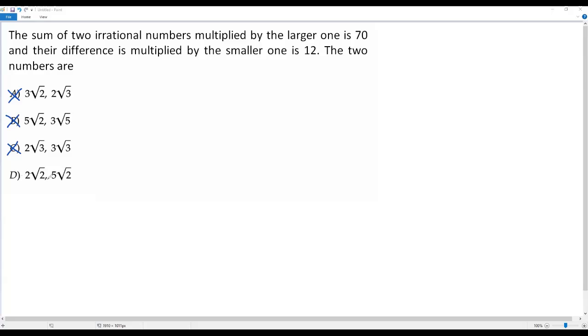Now we can verify answer choice D. Let me take the two irrational numbers, 2 square root of 2 and 5 square root of 2, and add them to get the sum. Now this sum has to be multiplied by the larger one. Clearly the larger one is 5 square root of 2. Since both of them are like irrational numbers, easily we can find the larger one. So here the square root of 2 is multiplied by 5. 5 is bigger than 2 over here.